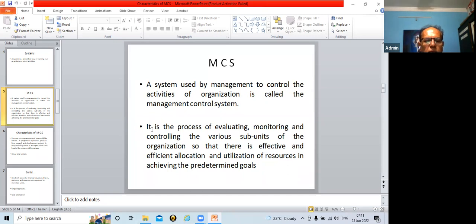So let's first understand EPM. How this performance evaluation system is designed. It is a system used by management to control the activities of the organization. There are various activities undertaken by the organization, and these activities need to be controlled if they are deviating from their goals, as we discussed yesterday, goal and mission. If there is a deviation in the activities of the organization, certainly that deviation has to be controlled.